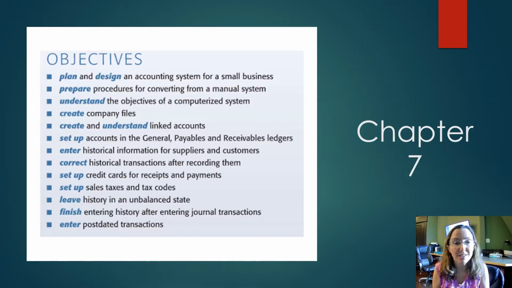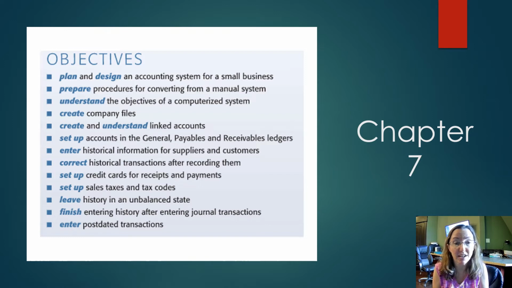So this chapter is actually about planning a new business in Sage. So the steps that you're going to do are a bit different than the chapters so far, because here we're basically starting from scratch, taking a company and doing the complete setup. So you can see here that we create company files, we create and understand linked accounts, we set up all the accounts in the general ledger, payables and receivables. So this is where you're setting up charts of accounts plus the vendors and customers, and entering historical information for the customers and the suppliers, or vendors, suppliers, vendors being the same thing, and correcting historical transactions.